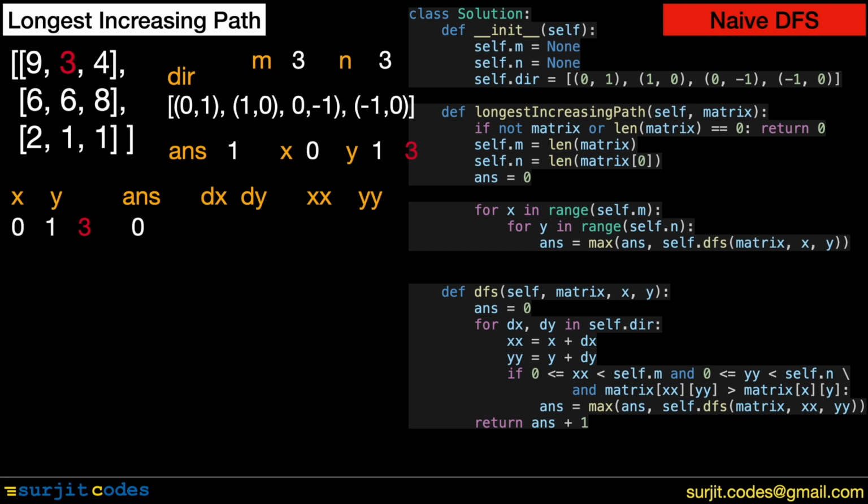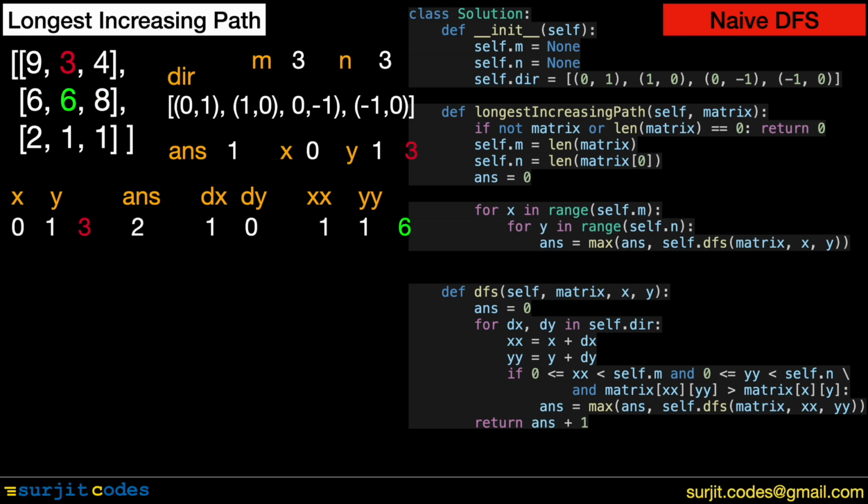We process neighbors of 3. Its first neighbor is 4, which is greater than 3, so next DFS starts. Its right neighbor is not present, while its down neighbor is 8, which is more than 4, and another DFS starts. All the four neighbors of 8 are either not present or less than 8, so the for loop terminates and it returns 1 to the previous call, where ans becomes 1.